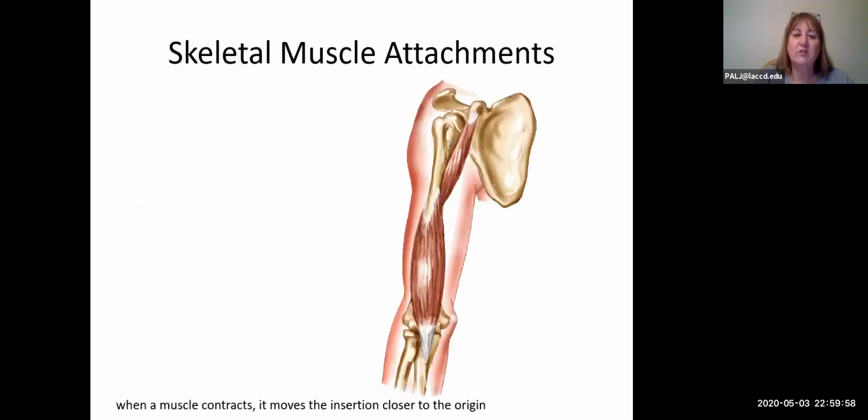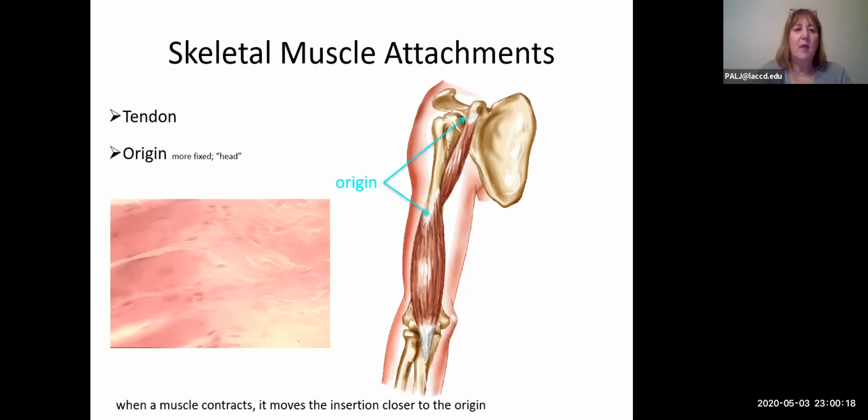So looking at skeletal muscle attachments, what you have to realize is when it's moving, no matter what type of movement, the whole point is to move the insertion closer to the origin of the muscles. Now, some textbooks are just calling it two attachments, but a lot of people still believe in the origin and the insertion, where the origin is the more fixed, or known as the head of the muscle.